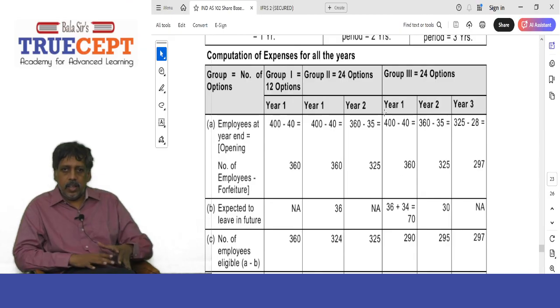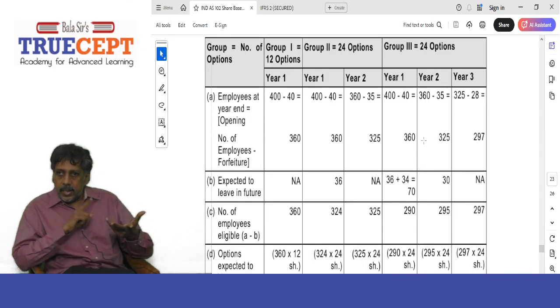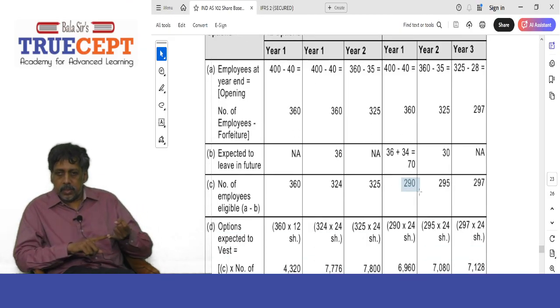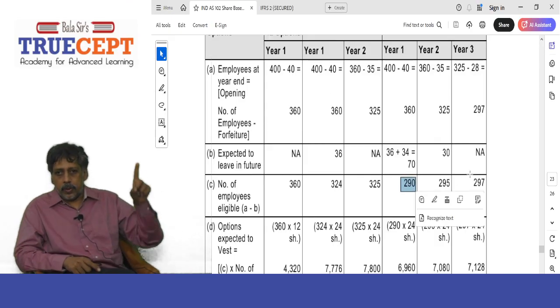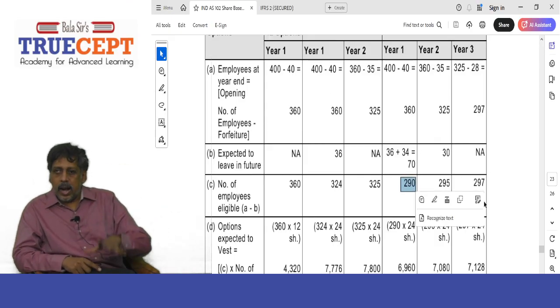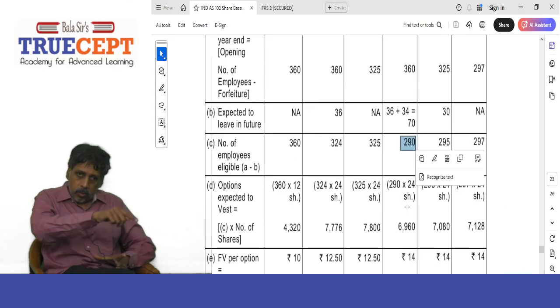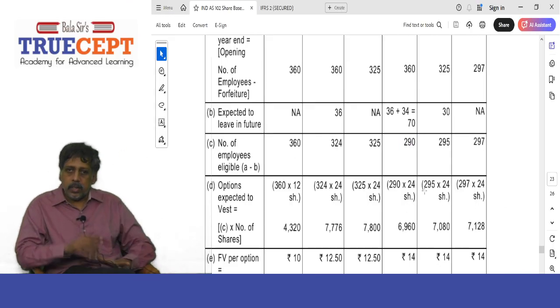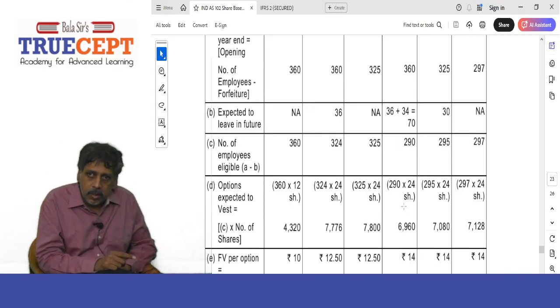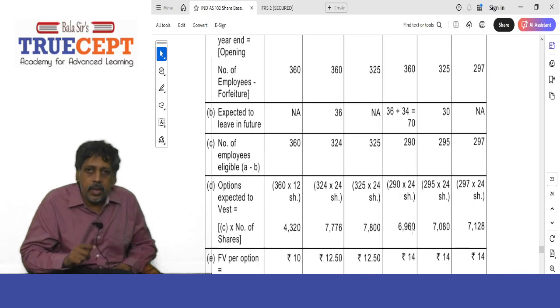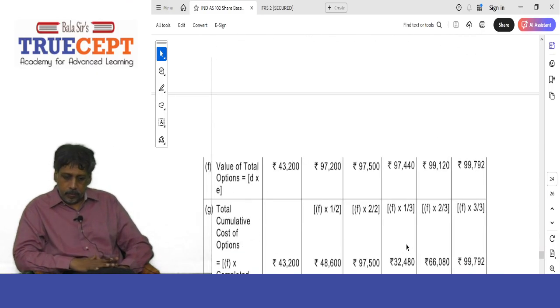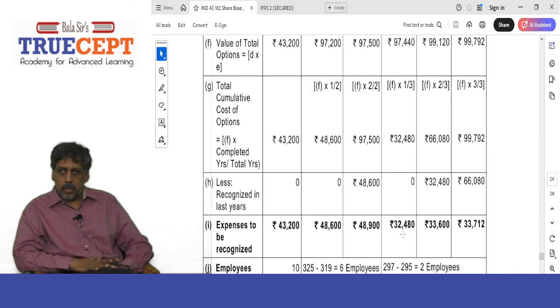For G3, you will take 290 employees expected to satisfy the vesting condition, into 24 options in that group, that bucket, into rupees 14, value of one option, into 1 by 3. How much? 32,480. Is that fine? Yes, sir.